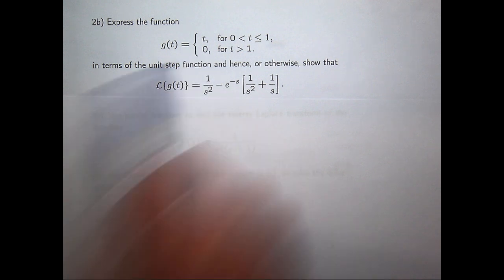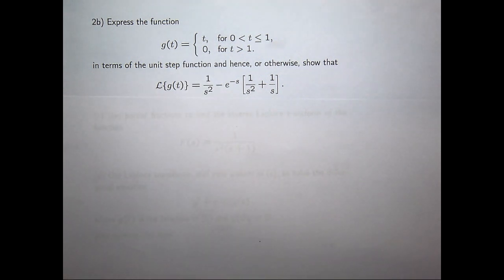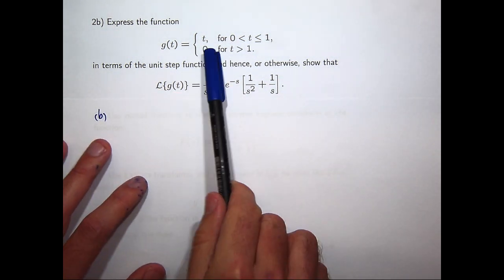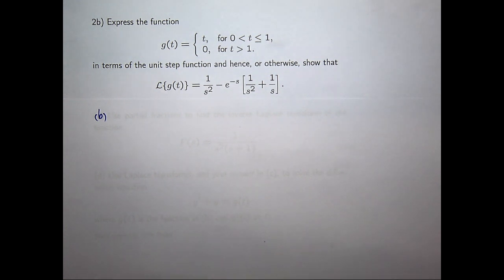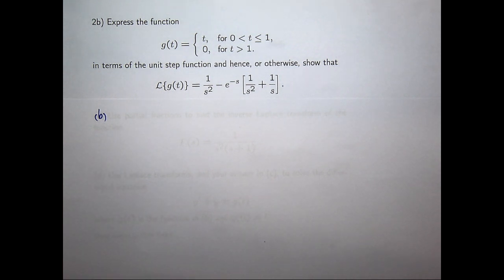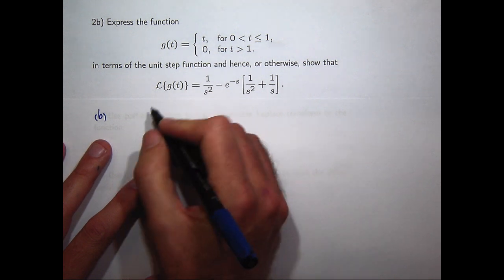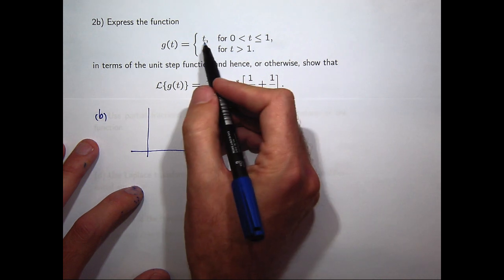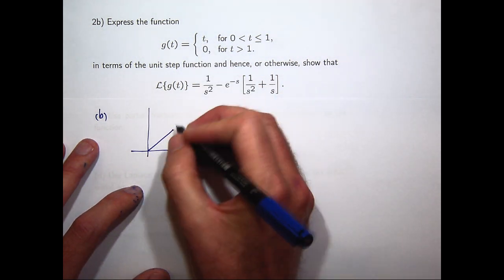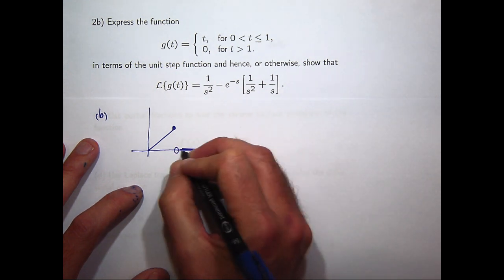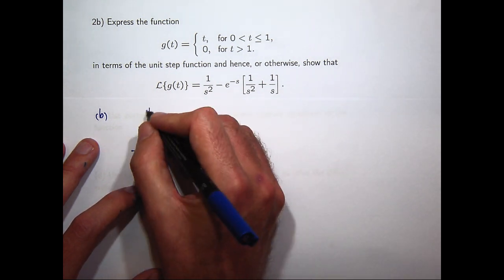Okay, so the first part is connected with this function g. What I like to do with these questions is actually sketch the function first and then try to write it in terms of the Heaviside function. Now, let's look at this function here. It's the t function on this interval, and then it's 0 for t greater than 1.